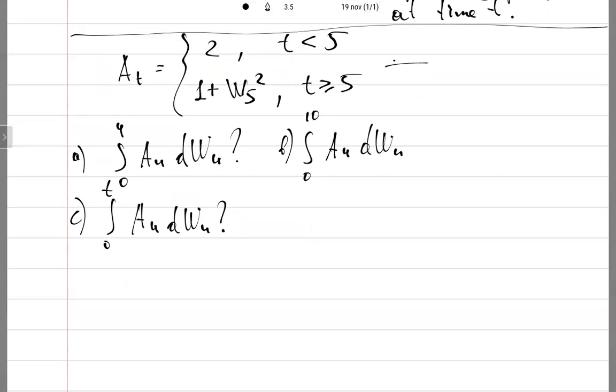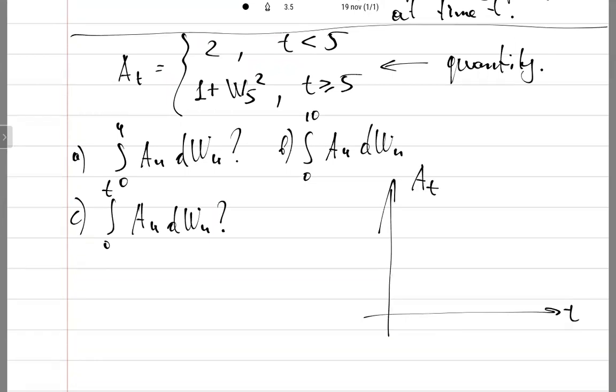First, A is interpreted as a quantity. So this is my t, this is A_t, it is 2. And then at moment 5 it jumps. It may jump below or above the current level. I will draw one case, but the other case is also possible. So this is 1 plus W_5 squared. If it jumps above the current value, I should buy this asset, or if it jumps below, I should sell this asset.